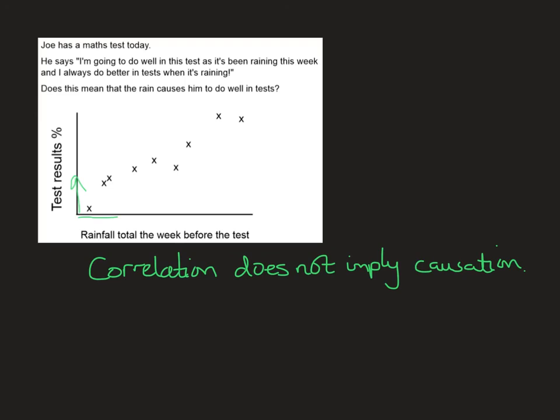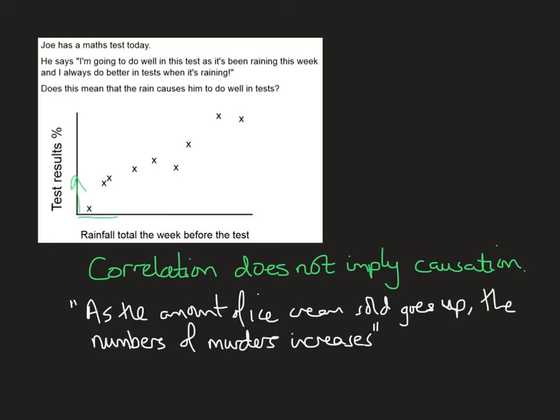This has shown that there is some sort of connection going on, and it's probably worth doing a bit more investigation about it. There is a very famous example of this, which said in a news headline, as the number of ice creams sold goes up, the number of murders increases. Funnily enough, there is bizarrely some sort of correlation with this, but the amount of ice cream sold does not mean that the number of murders increases. There's no cause and effect there.